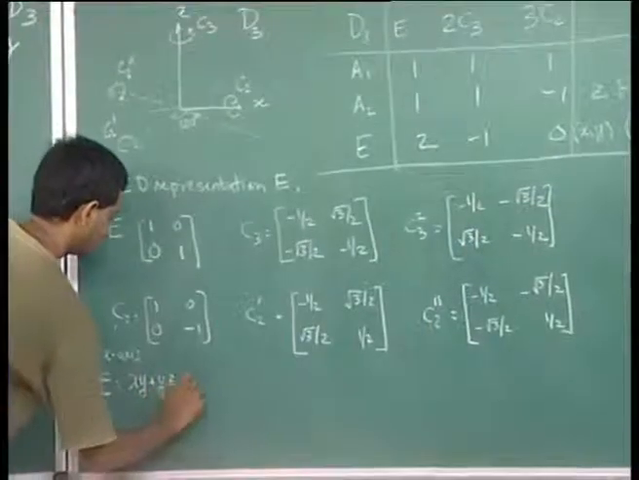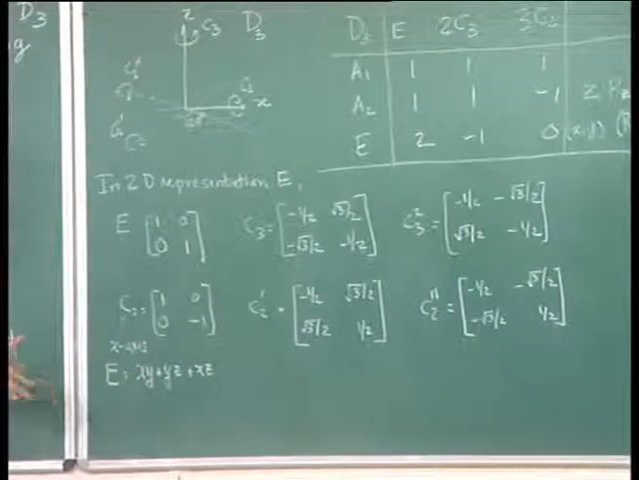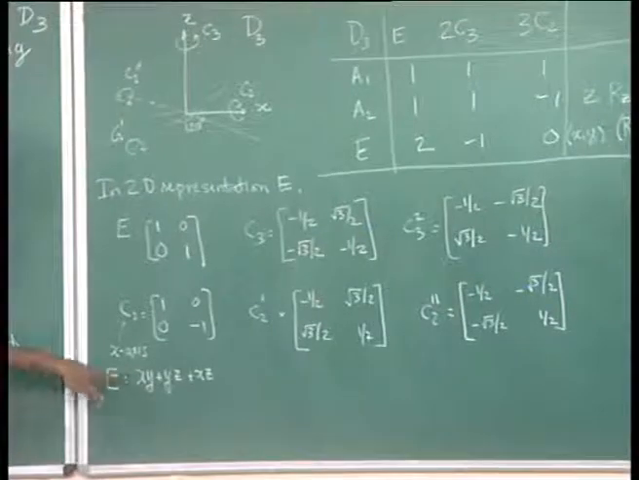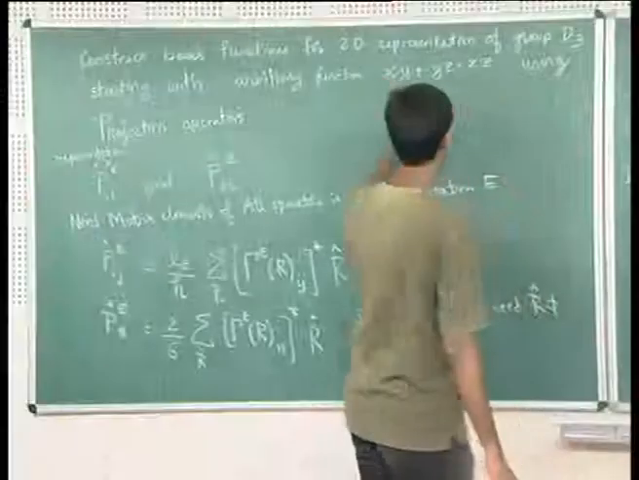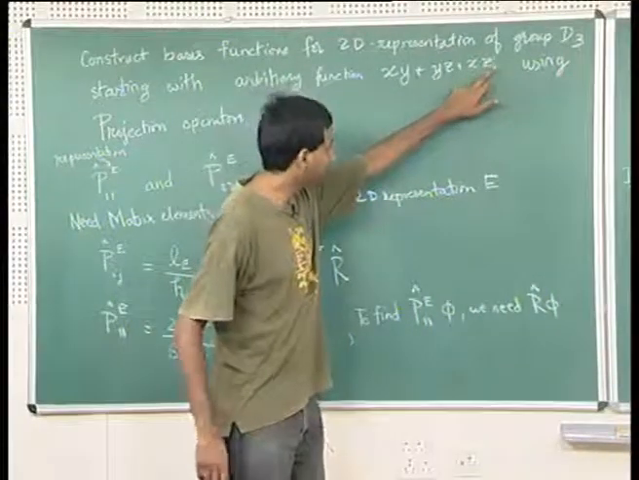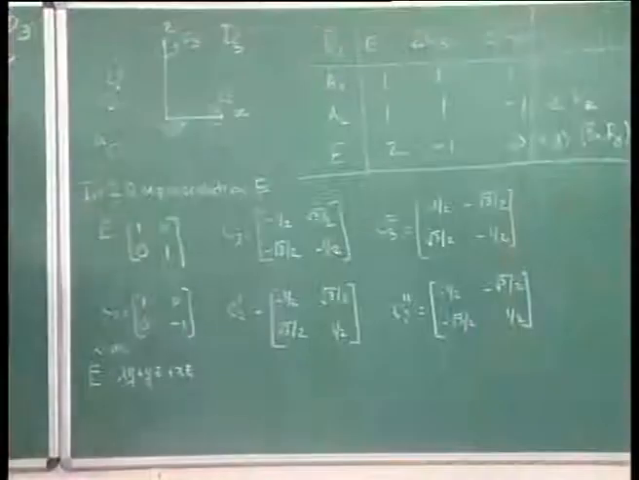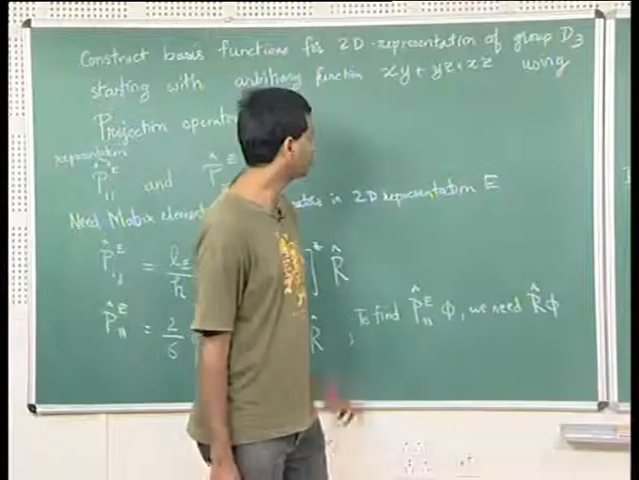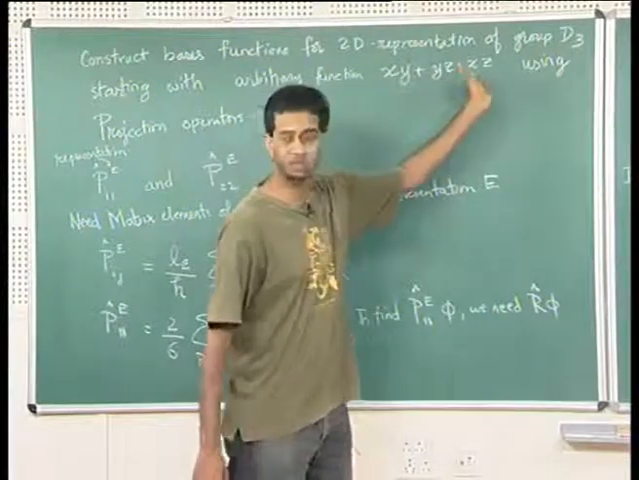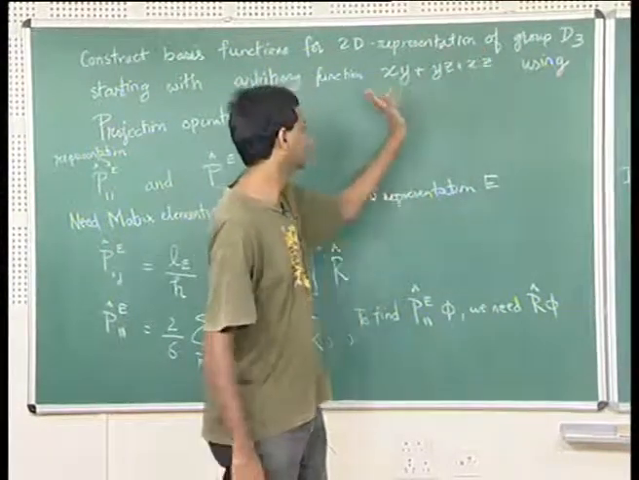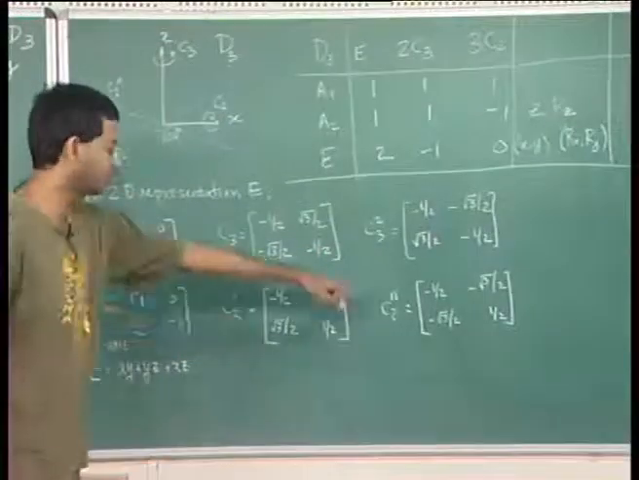plus yz plus xz. So when E operates on this, E is the identity element, so when it operates on it you will just get the same thing. Now how do you know what happens when C3 operates on this function? In order to find out, you need to know what happens when C3 operates on X, Y and Z independently, then you can calculate what happens when C3 operates on this function. Similarly for C3 square, for C2, C2 prime and C2 double prime.